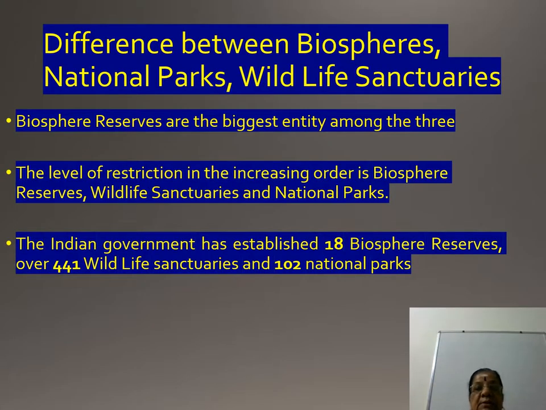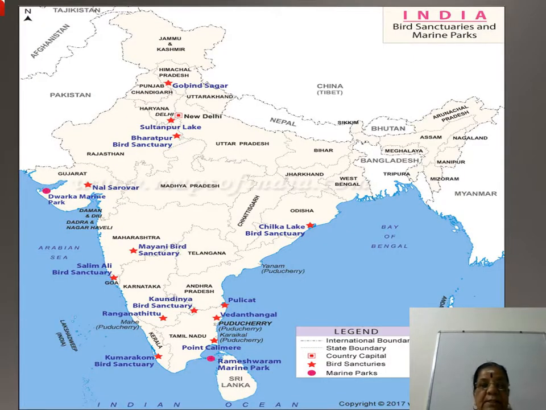Right. Then what is the difference between biosphere reserve, national park and wildlife sanctuary? Biosphere reserves are the biggest entity among the three. The level of restriction in increasing order is biosphere reserve, wildlife sanctuary and national park. The Indian government has established 18 biosphere reserves, over 441 wildlife sanctuaries and 102 national parks. I hope you understand. Just go through these numbers; what I am telling is only the concept.